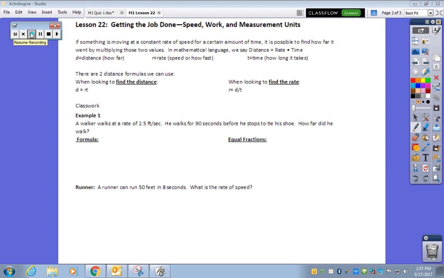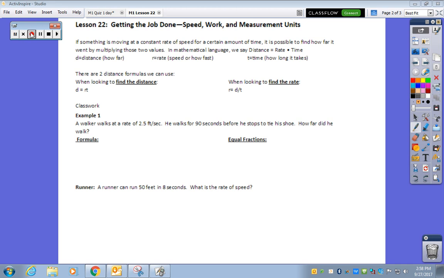Okay, so today's lesson is lesson 22, getting the job done, speed, work, and measurement units. Today we're going to be looking at the distance formula. If you read at the top, it says, if something is moving at a constant rate of speed for a certain amount of time, it is possible to find out how far it went by multiplying those two values. In mathematical language, we say the distance is equal to the rate times the time.